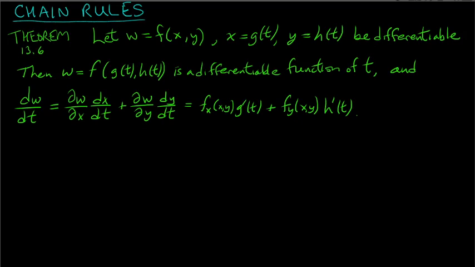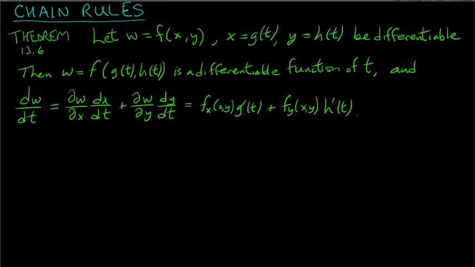Hello. So I guess it's time for the chain rules, and here's the first one. Although they're really all the same. It's just different situations, different number of variables, whether you have 3 independent variables or 2, and then whether each of those variables depends on 1 or 2 parameters. So this is the first one.